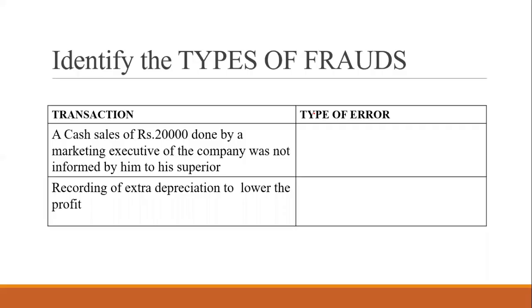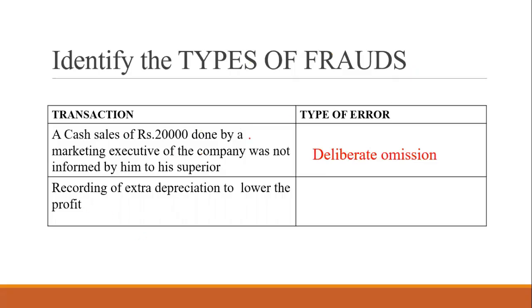Okay, Mehak has given her answer. Mehak has written deliberate bogus, deliberate omission. A cash sale of 20,000 done by a marketing executive was not informed by him to his superior. Meaning he sold but he didn't inform it. He kept it in his own pocket. So that is a deliberate omission. It is not bogus, Mehak. It's only deliberate omission. He did an actual sale, but he didn't inform the superior. So the entire amount was kept with him only. So it's deliberate omission. Perfect. I guess all of you have given the exact and correct answer.